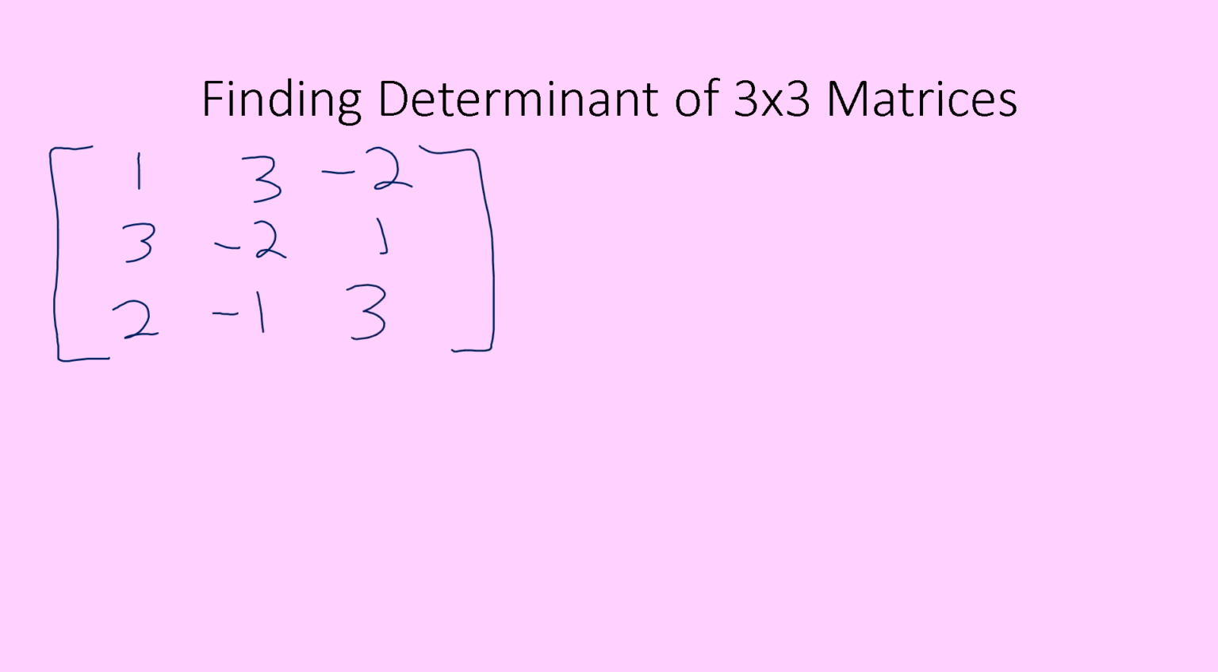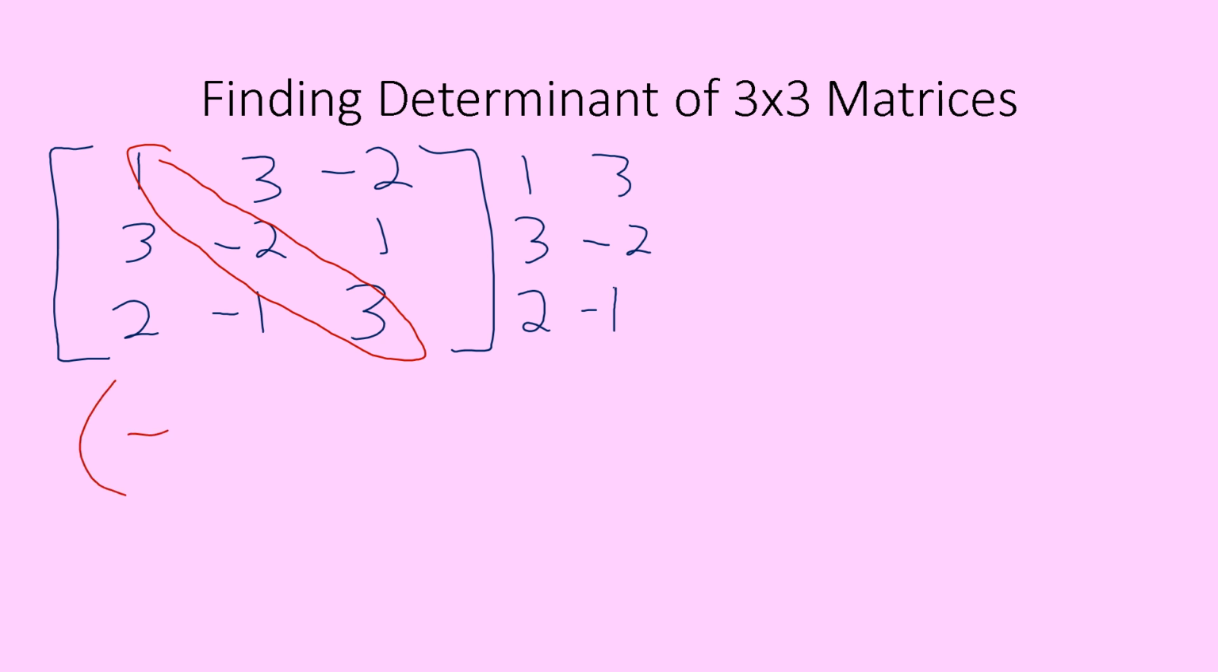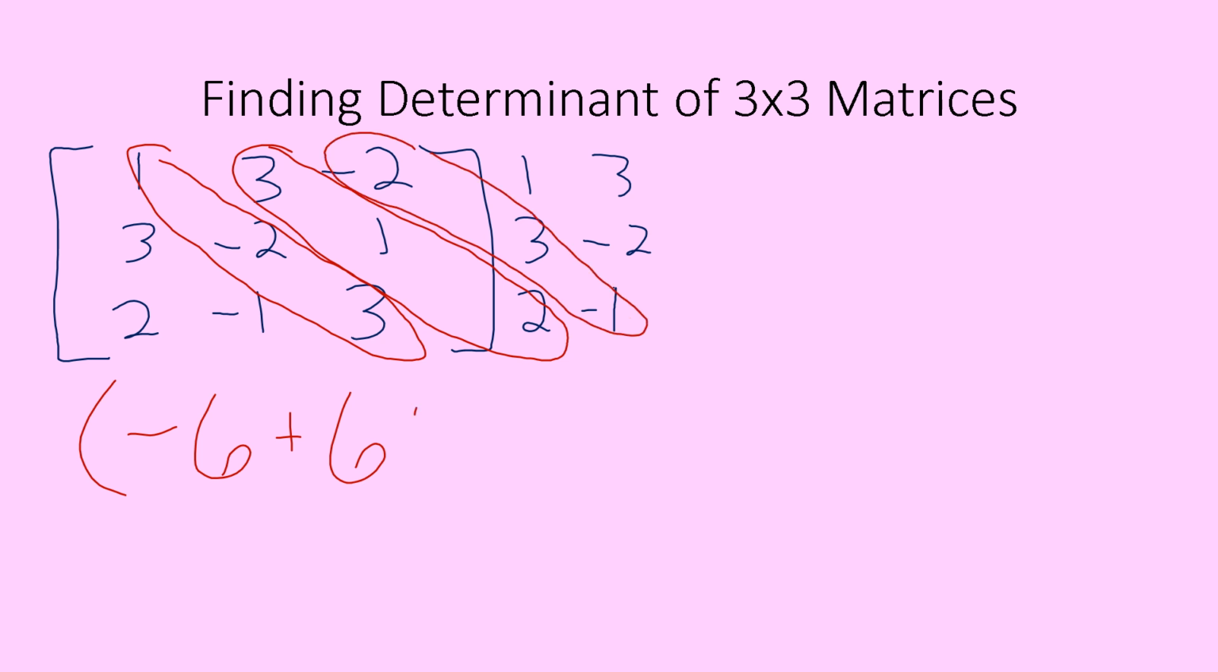We're going to take these first 2 columns and place them outside of the matrix as well. And now we're going to go diagonal. We're going to multiply our first full diagonal set, and that is -6. Then we're going to go here, multiply them, and that's going to give us a +6. Then we have these, which are going to give us another +6. And we're going to subtract that from the diagonals going in the opposite direction.